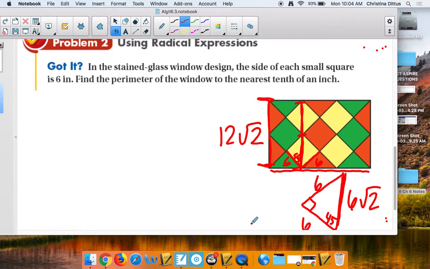Okay. What if I cut it this way? Is that still the same 6 square roots of 2? Yeah. How many do I have going left to right? Here's 1, 2, half and half makes 3. So what is the length of my window? 18 square roots of 2. Very good.